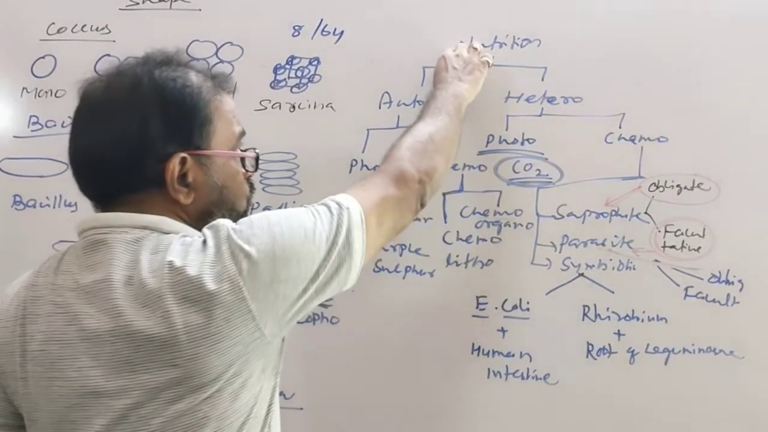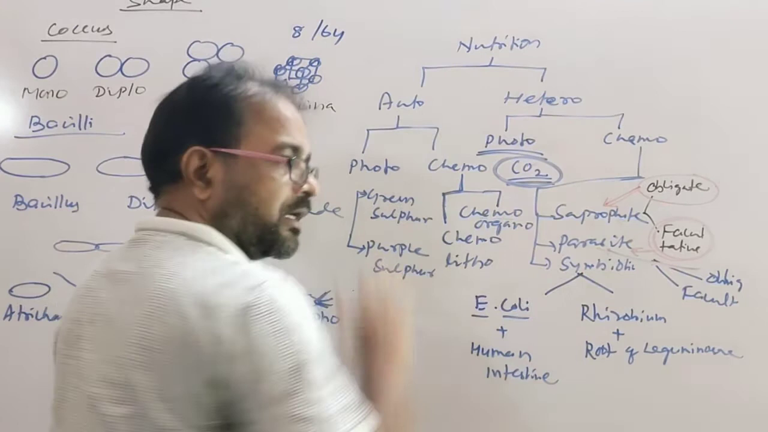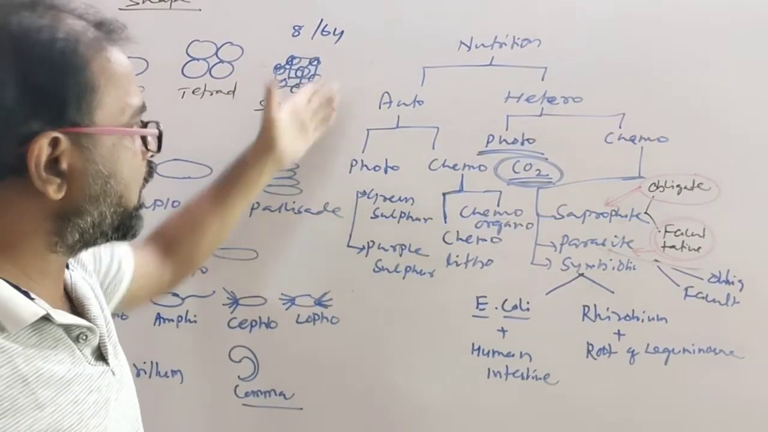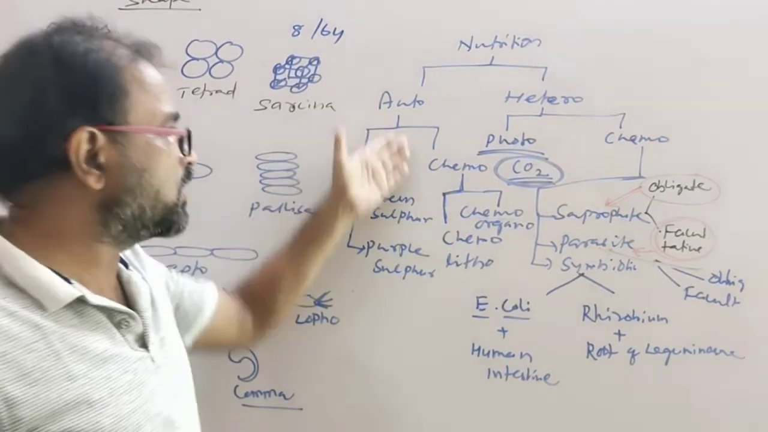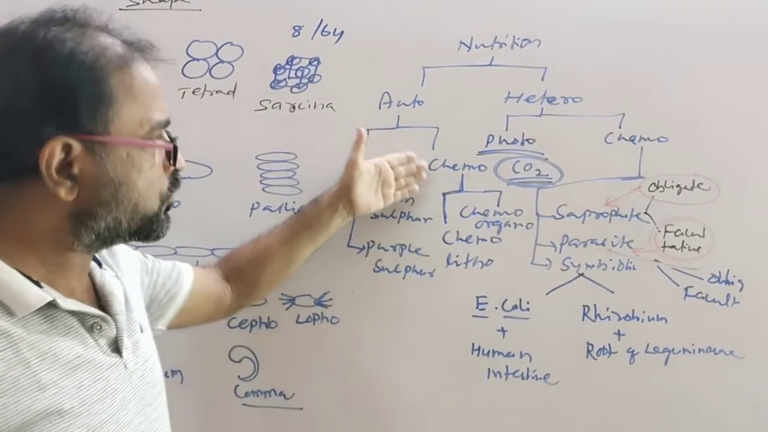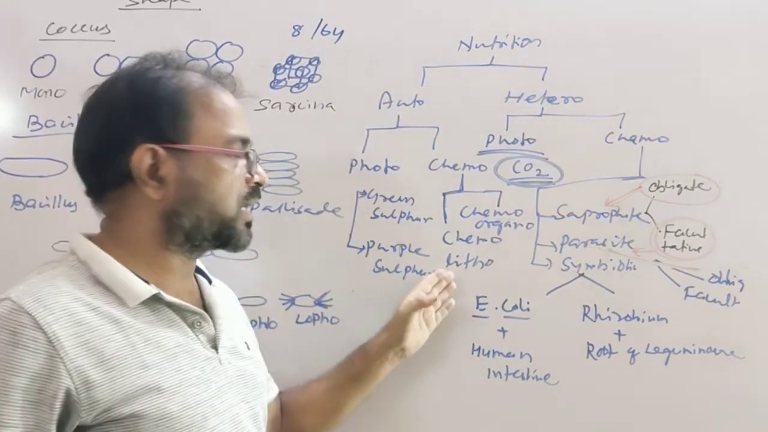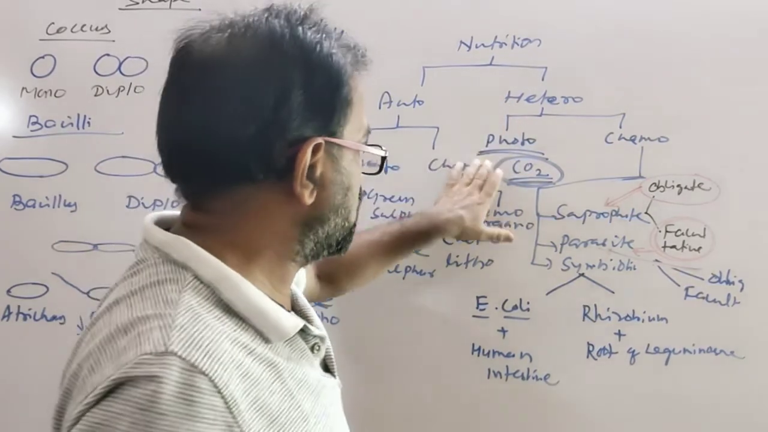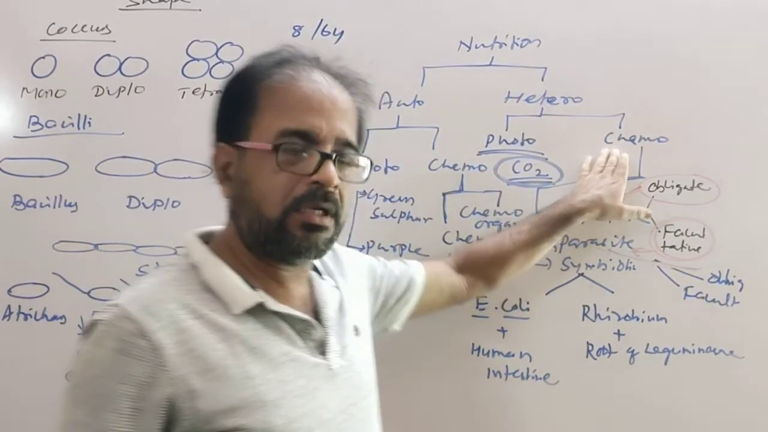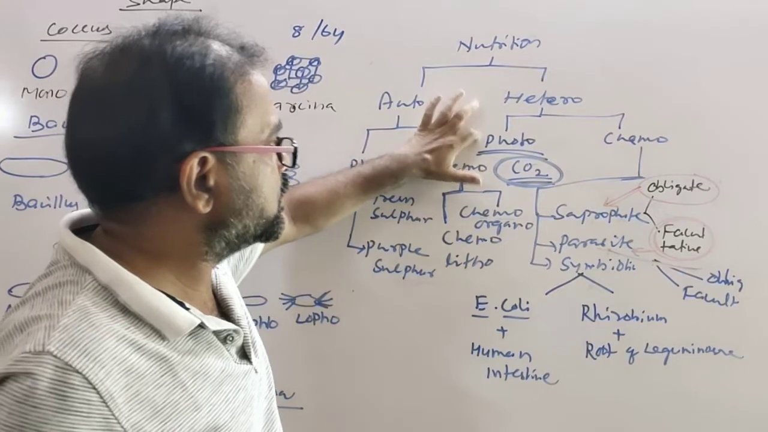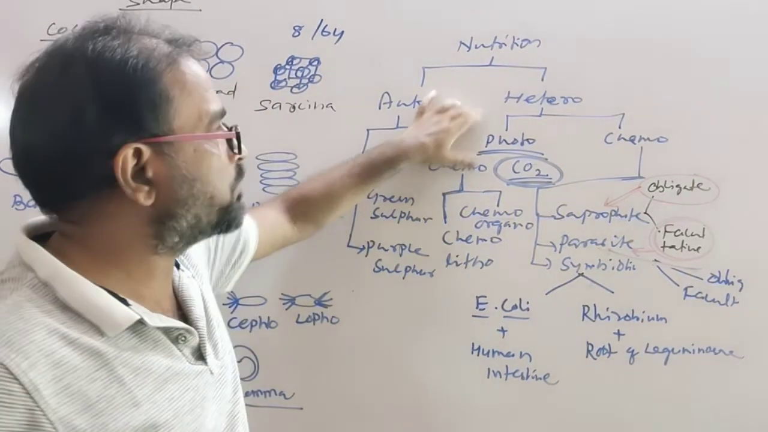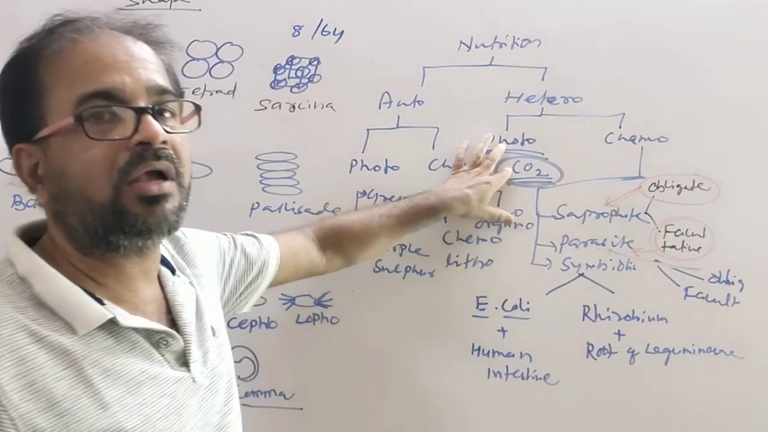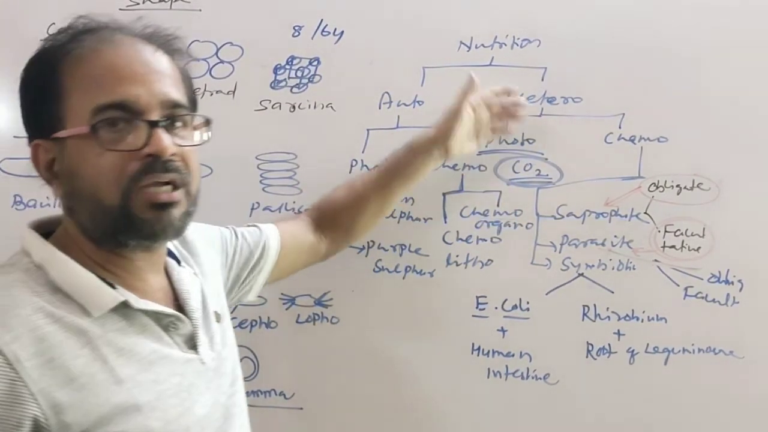So, according to nutrition, bacteria are two types: autotrophic and heterotrophic. Autotrophic can prepare the food material. If they prepare food in the presence of sunlight, it is called phototrophic, or from chemicals, called chemotrophic. If the chemical is an inorganic compound, it is called chemolithotroph, and an organic compound, chemoorganotroph. Similarly, heterotroph has two types: photoheterotroph and chemoheterotroph. Clear? Photoheterotroph bacteria possess chlorophyll and can trap solar radiation, but for carbon source they depend upon other organisms, so the mode of nutrition is heterotrophic.